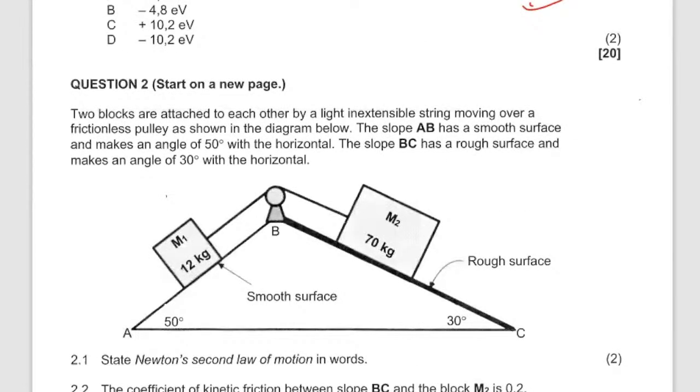Okay, so 2 blocks are attached to each other by a light string moving over a frictionless pulley as shown in the diagram below. So we have a slope AB with 50 degrees, and then the slope BC is 30 degrees. Then they want us to state Newton's second law of motion.